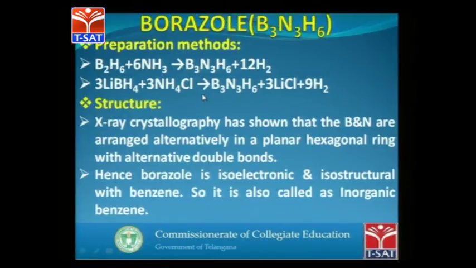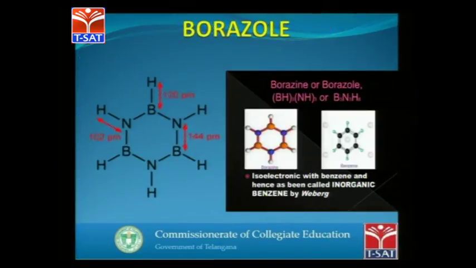Coming to the structure, this is very, very important. Isoelectronic and isostructural with benzene, where boron and nitrogen atoms are arranged alternatively. If you see the picture here, atoms are arranged alternatively to each other. Hydrogens are present on each boron atom and nitrogen atom also. So what is the difference between benzene and here is alternatively boron and nitrogen atoms.